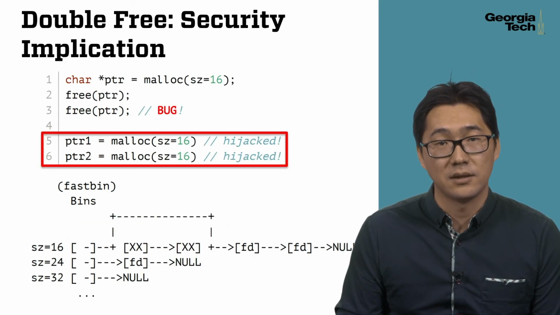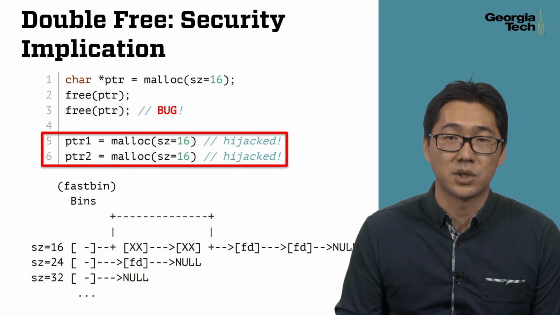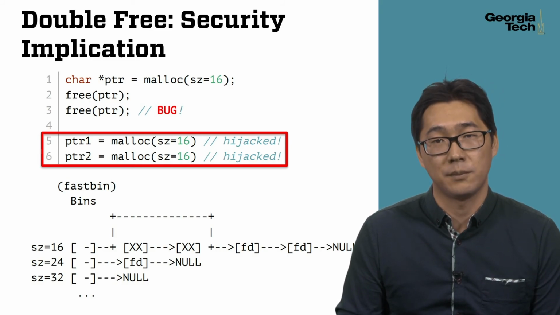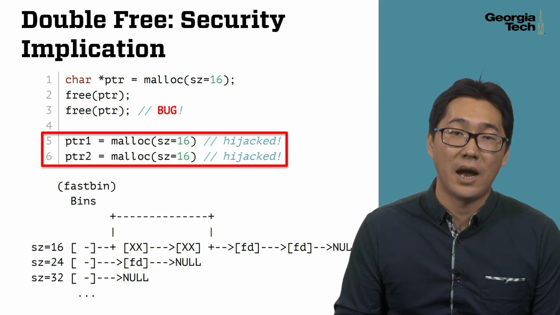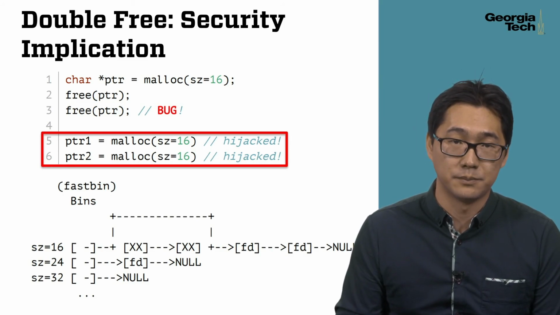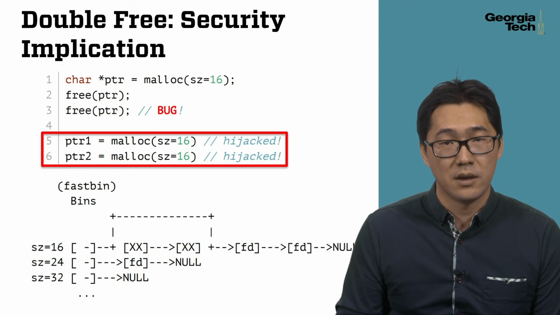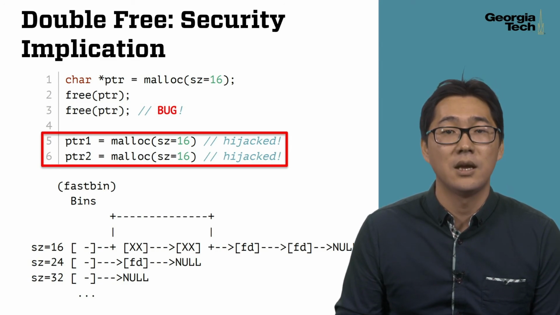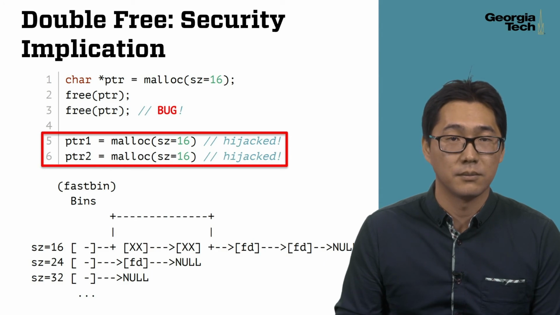It means that two malloc calls might return the same object two times. If an attacker can control one of the pointers, the attacker can hijack the other object as well. Like use after free, attackers might be able to launch a control flow hijacking attack against this vulnerability.